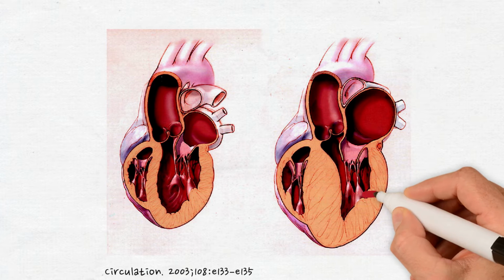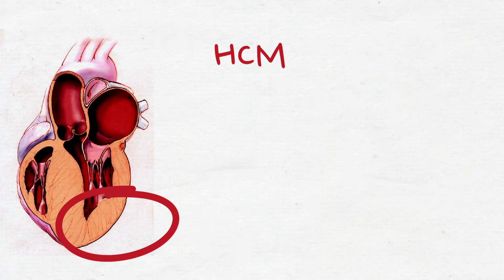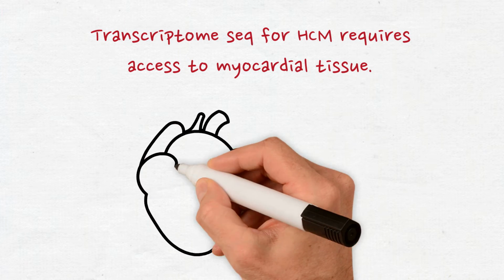Hypertrophic cardiomyopathy, or HCM, is the most common genetic cardiomyopathy, affecting up to 1 in 500 individuals. Despite advances in the genetics of HCM, a causative pathogenic variant is detected in only about 40% of individuals using standard panel-based sequencing approaches. The standard approach includes amplification and sequencing of exons and flanking intronic splice site junctions.